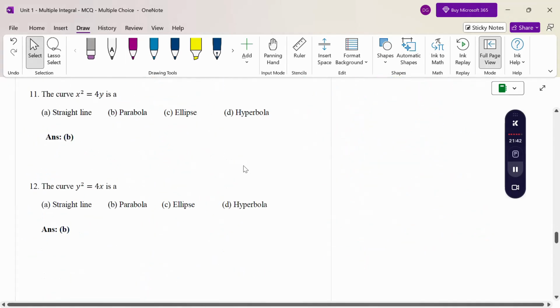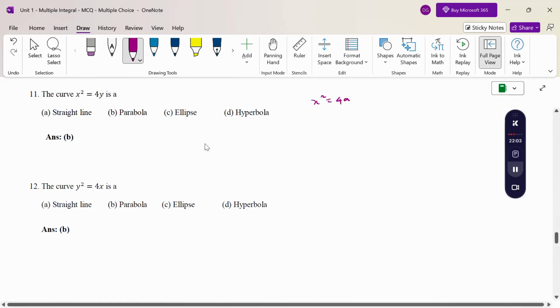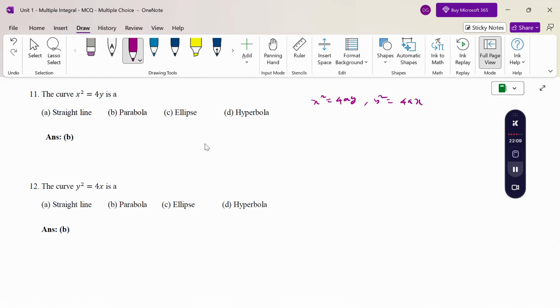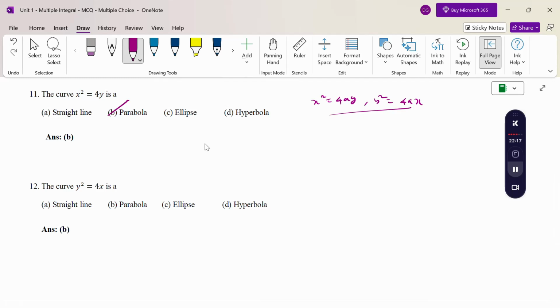And then parabola, the curve x square. So now see here the curve x square equal to 4y. The parabola equations are x square equal to 4ay and y square equal to 4ax. So these are parabolas. Therefore this is a parabola. The next, y square equal to 4x, with a value of 1 considered. So this is also a parabola.